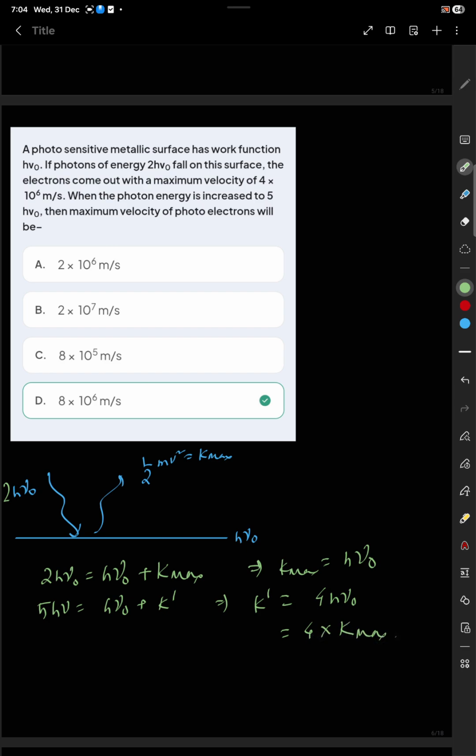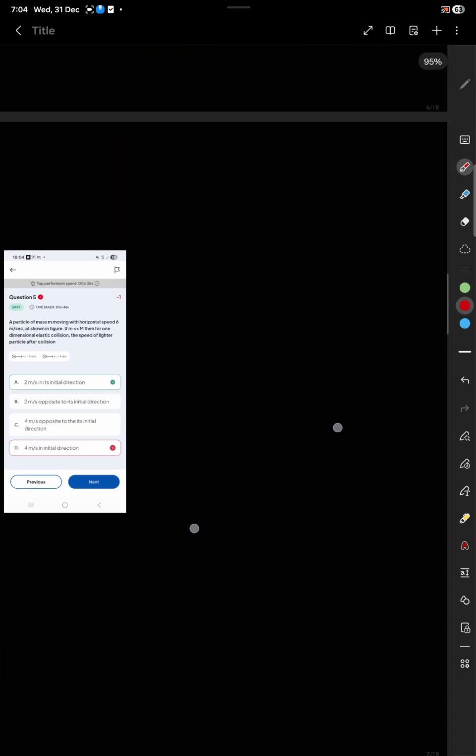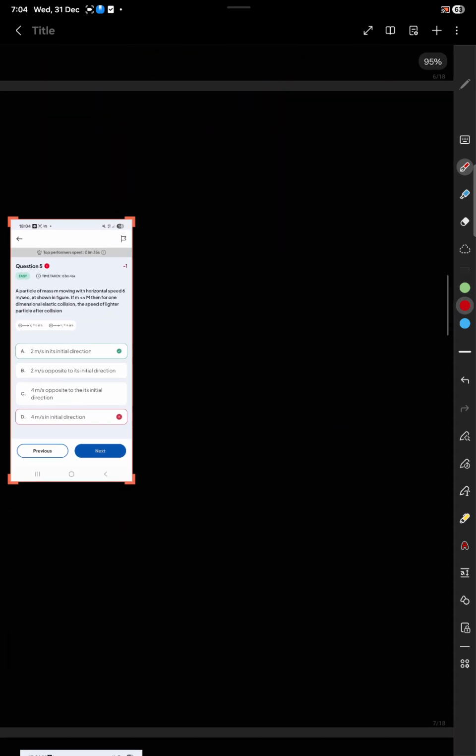Now we need to find out the velocity. You know that kinetic energy, half mv square, is proportional to v square, right? Okay, so initial velocity is how much? That is given. If the velocity increases to 2 times, then kinetic energy will increase to 4 times, right? So velocity will increase by 2 times, so 4 into 10 to the power 6 will become 8 into 10 to the power 6 meter per second. Now to the next question.